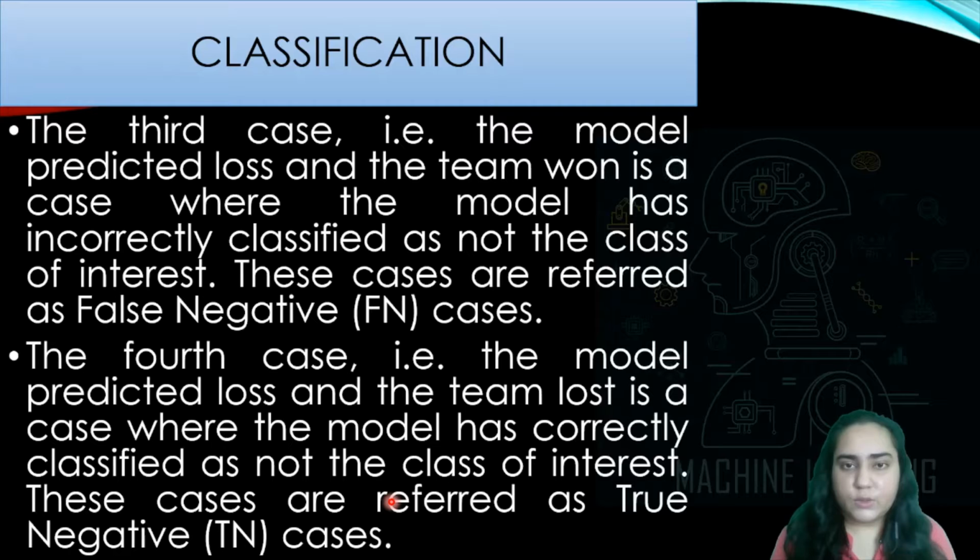So we always try to take positive as something that we are interested in, which is in our interest. So winning a game would be in our interest, whereas losing wouldn't be. So that's why positive is winning, negative is losing, and true and false depends on how the model actually predicts.